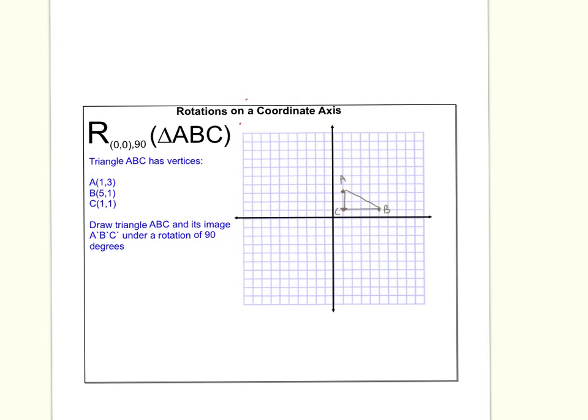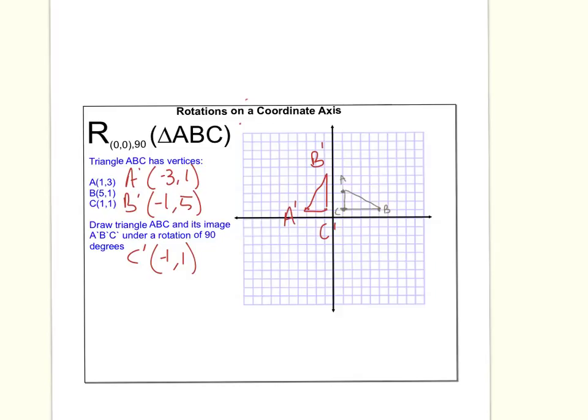Alright, so this A prime was -3, 1. The B prime was -1, 5. The C prime was -1, 1. Those were the points we recorded. So now I'm just going to plot those points. -3, 1 is here. That was A prime. -1, 5 is about here. That was my B prime. And C prime was -1, 1, which is right here. If I draw that triangle, there is my rotated triangle 90 degrees.